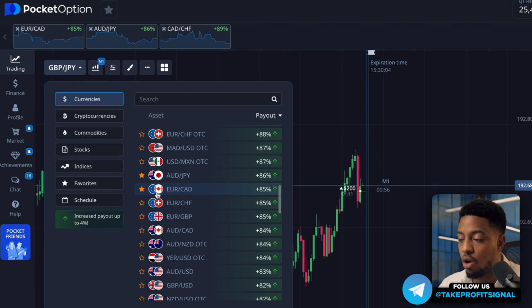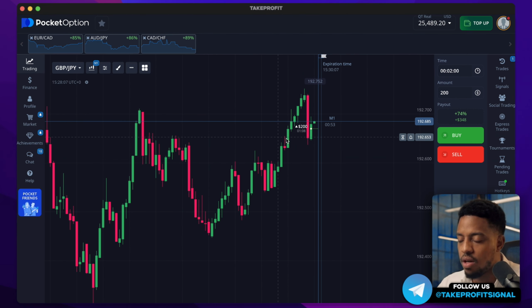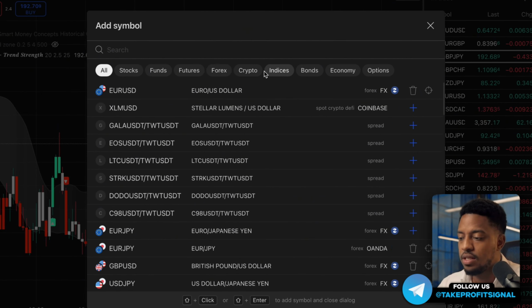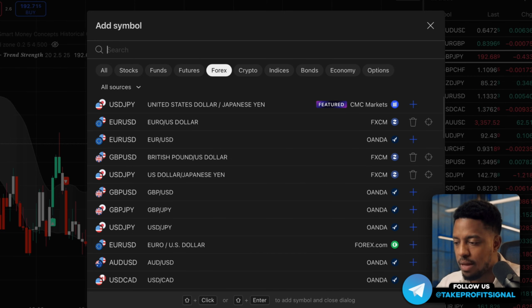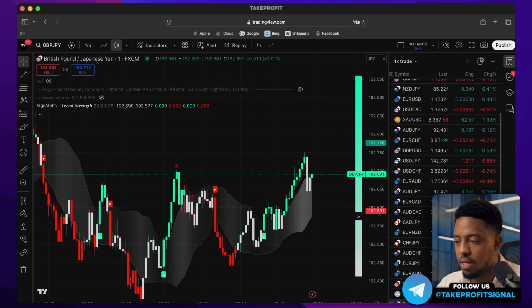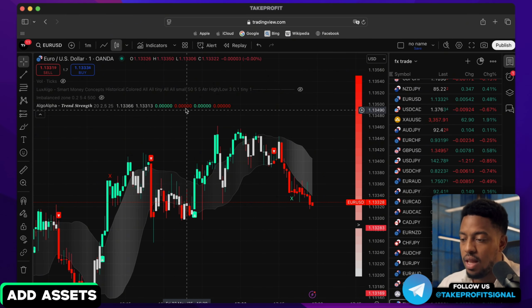You can add the selected ones. They often have lower payout percentages, but these are the currency pairs we need, because here we just click on the plus, click Forex, write, for example, the name of the currency pair, Euro Dollar, which is exactly on Pocket Option, and just click from any provider, add this asset, and there we have it.